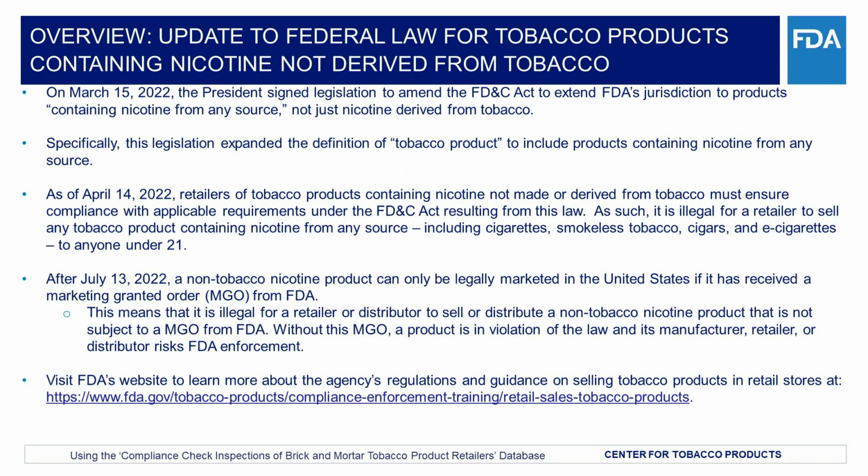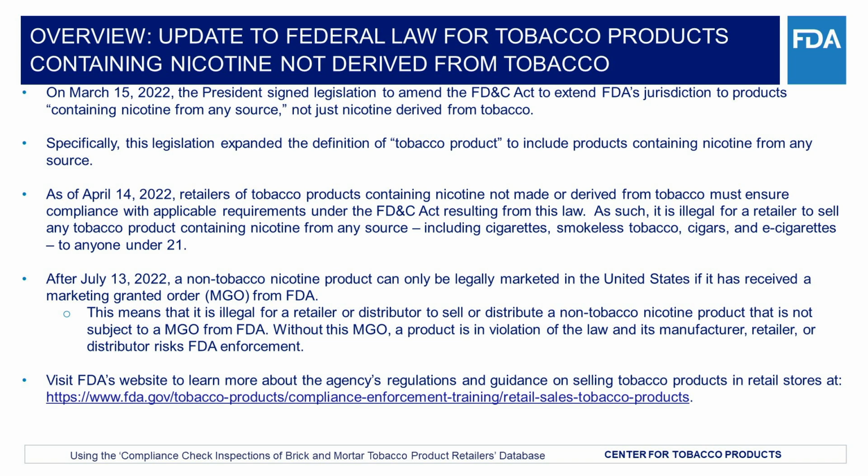On March 15, 2022, the President signed legislation to amend the FD&C Act to extend FDA's tobacco product jurisdiction to products containing nicotine from any source, not just nicotine derived from tobacco. Specifically, this legislation expanded the definition of tobacco product in the FD&C Act to include products containing nicotine from any source. As of April 14, 2022, retailers of tobacco products containing nicotine not made or derived from tobacco must ensure compliance with applicable requirements under the FD&C Act resulting from this law. As such, it is illegal for a retailer to sell any tobacco product containing nicotine from any source, including cigarettes, smokeless tobacco, cigars, and e-cigarettes, to anyone under 21.